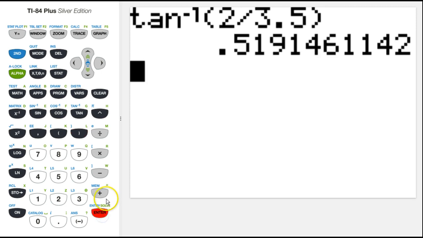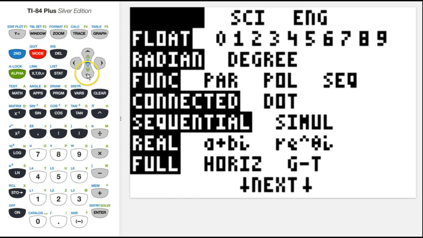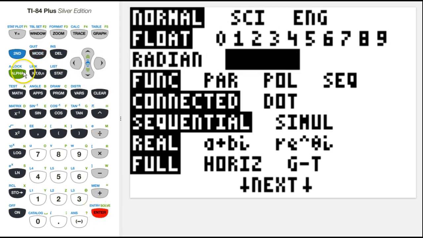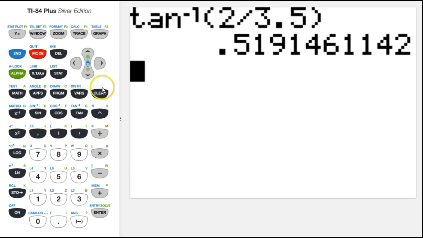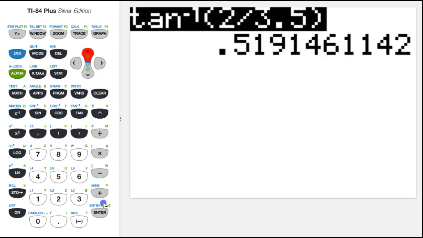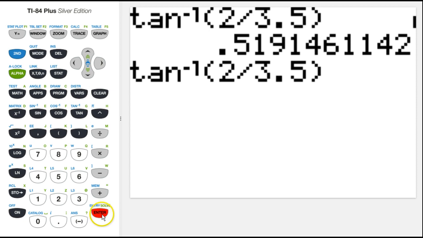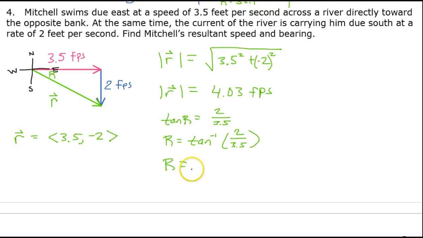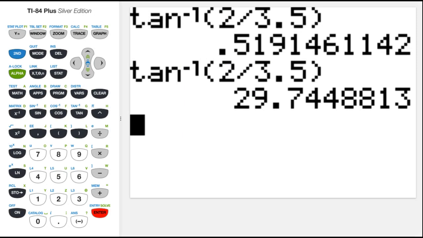Close those parentheses. Oh, you know what? I am still in radian mode. Let me switch over to degree mode and try that again. Okay, 29.74 degrees. So this angle R, the reference angle right here, is 29.74 degrees. Is that what it said? Yes.